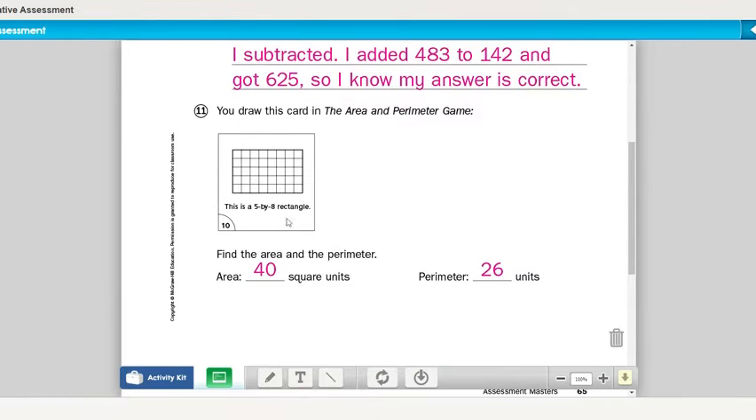Here is area and perimeter. All you have to do is find the area and the perimeter of this shape. The area of this rectangle is 40. The perimeter is 26. Let's turn the page.